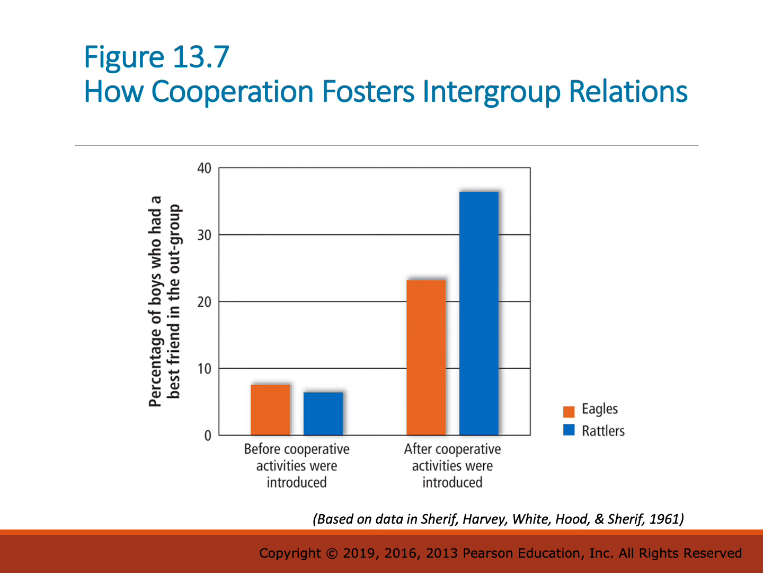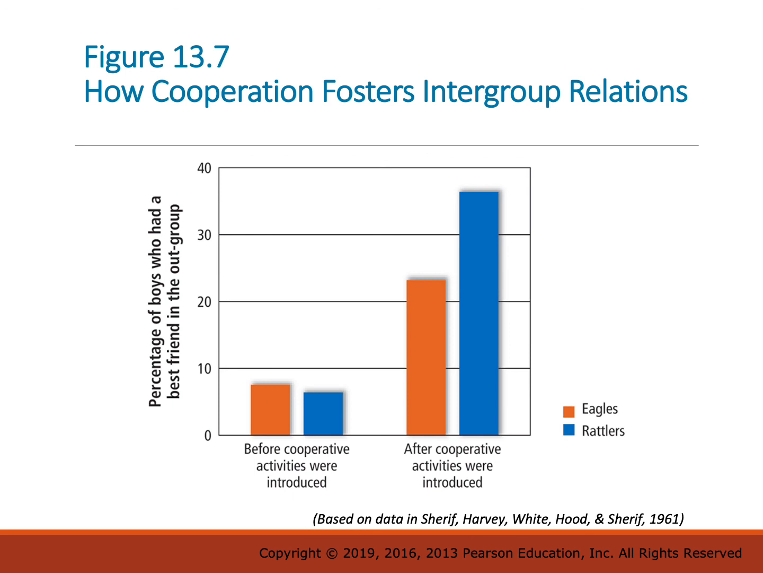This is looking specifically at two groups of kids, the Eagles and the Rattlers. These were kids in a camp, and the Eagles and the Rattlers were in competition. Few of the boys in each of these groups had friends from the other side, okay? The intergroup tensions between the groups were eased only after the boys had to cooperate to get shared privileges, and then the boys began to make friends across enemy lines.